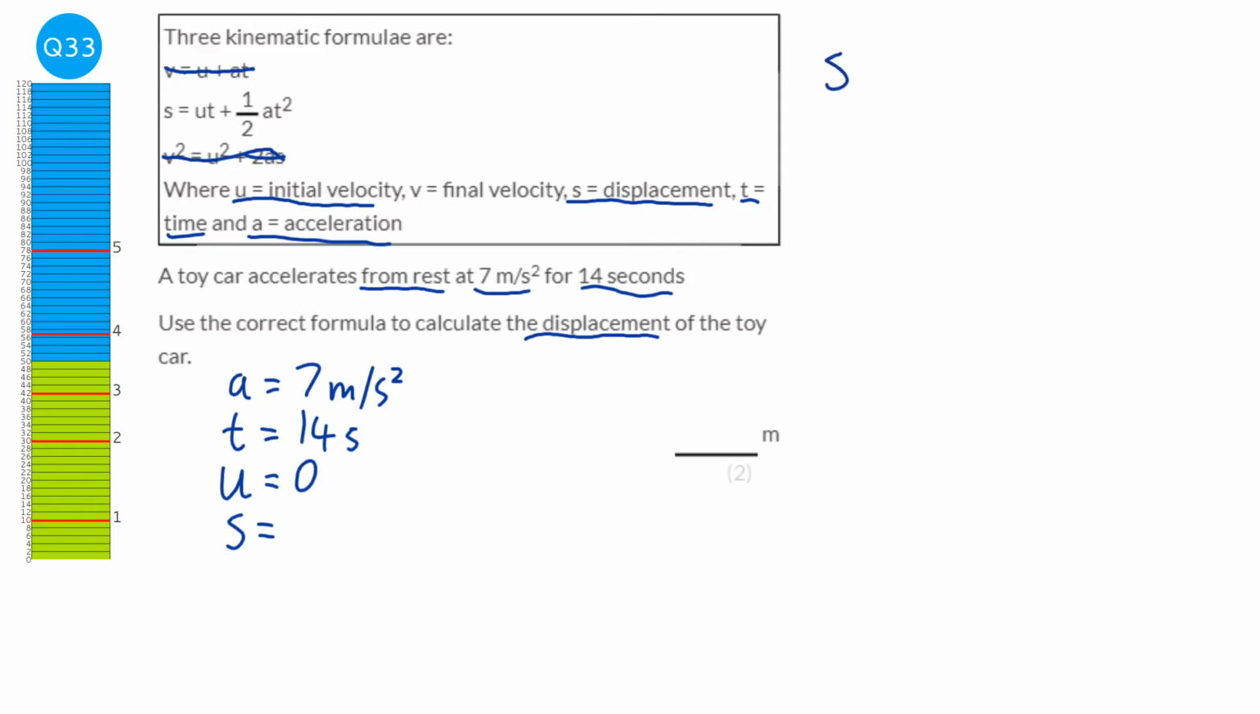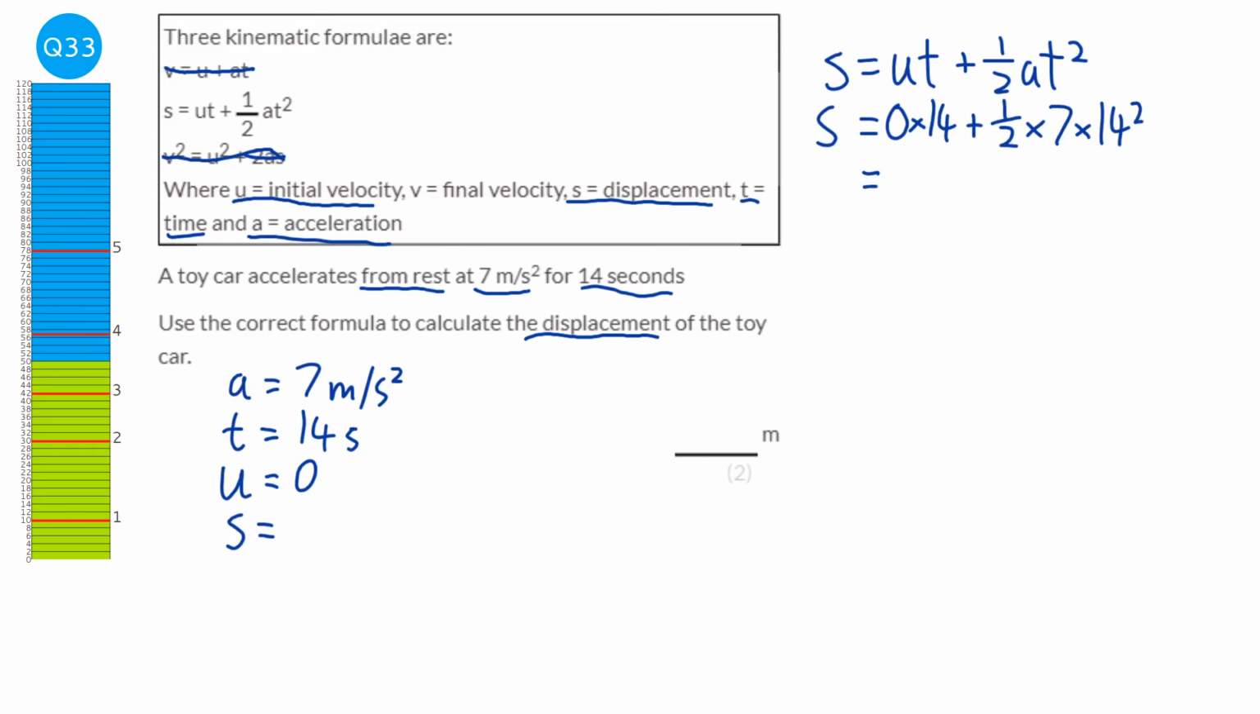So we write the formula out, s equals ut plus half at squared. Now we're looking for s, so let's leave the s there. u is 0, so it's going to be 0 times 14 plus half times the a, which is 7, times the 14 squared. Put that into a calculator and you get 686. So the displacement is going to be 686 meters.